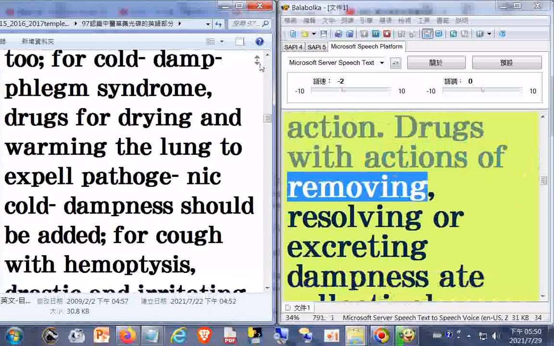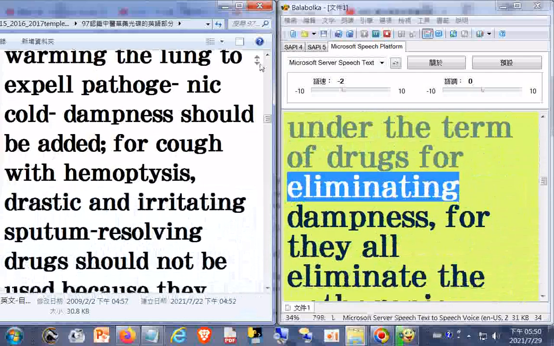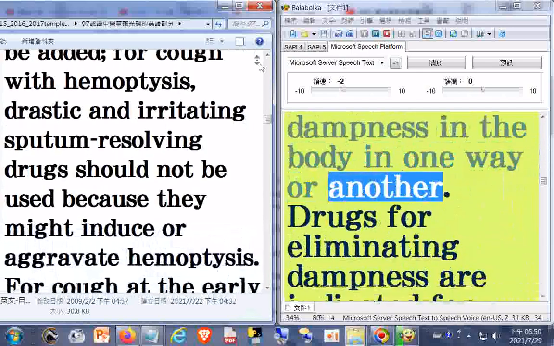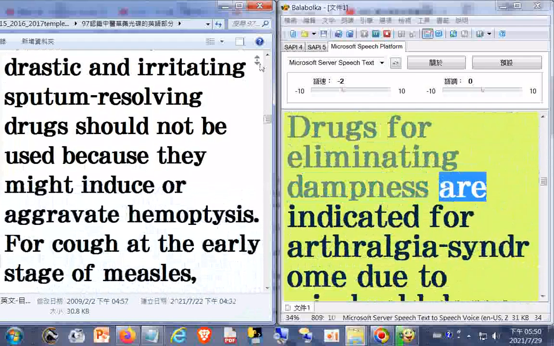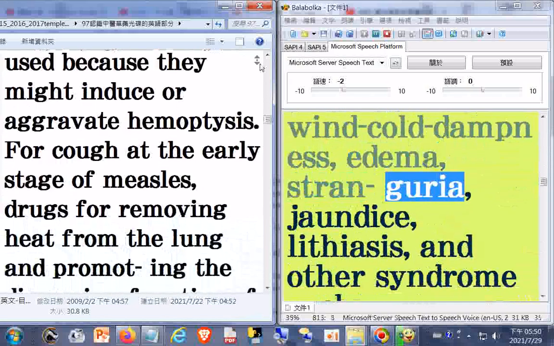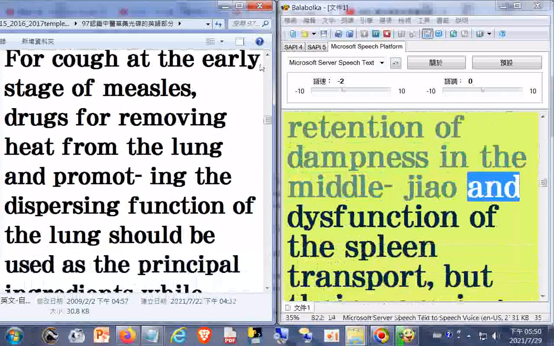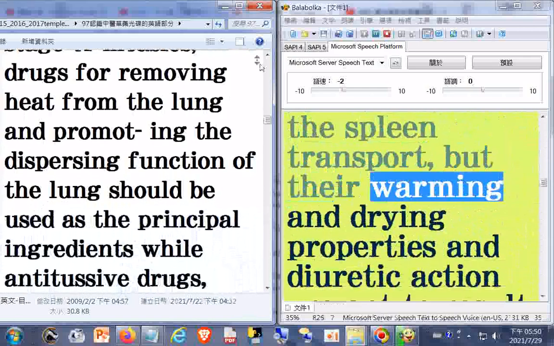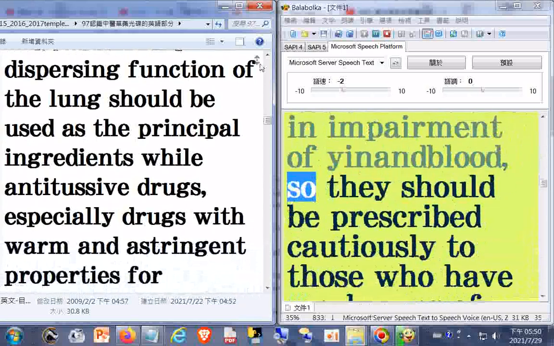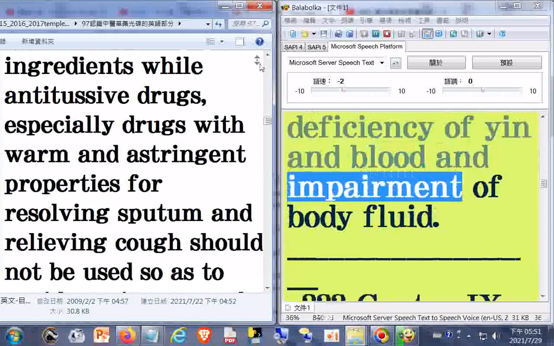Drugs with actions of removing, resolving, or excreting dampness are collectively nominated under the term of drugs for eliminating dampness, for they all eliminate the pathogenic dampness in the body in one way or another. Drugs for eliminating dampness are indicated for arthralgia syndrome due to wind-cold-dampness, edema, strangury, urinary disorders, jaundice, lithiasis, and other syndromes such as retention of dampness in the middle jiao and dysfunction of the spleen in transport. But their warming and drying properties and diuretic action are apt to result in impairment of yin and blood, so they should be prescribed cautiously to those who have syndromes of deficiency of yin and blood and impairment of body fluid.